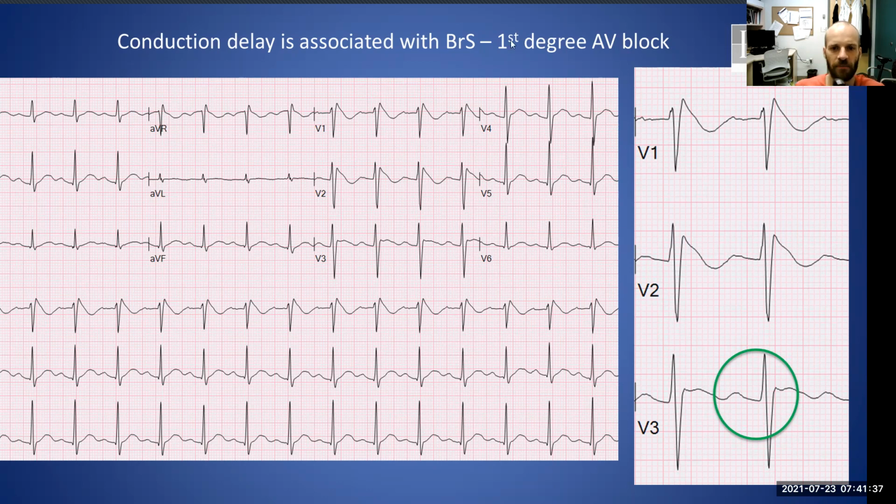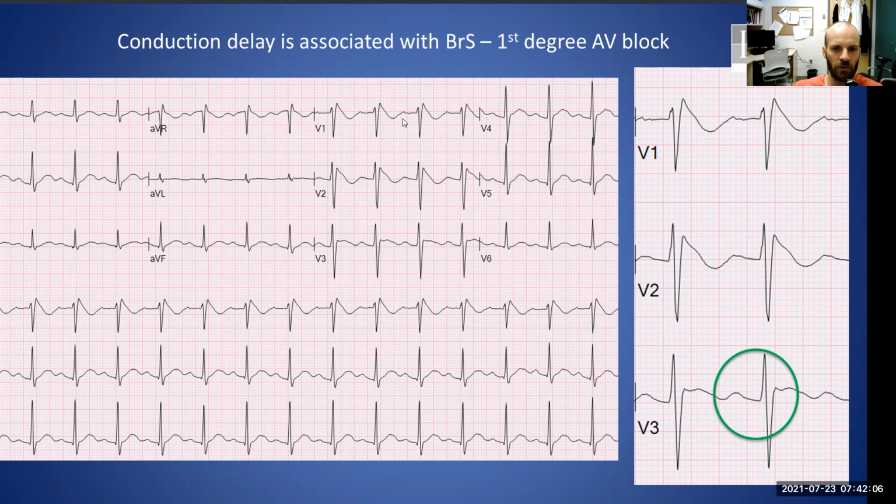So in this case, we've got conduction disease affecting the AV node. And that's shown by the fact that our PR interval here is long. We've got first degree AV block. If you remember, the PR interval should be less than 200 milliseconds, so less than one big square. And here, we're a bit beyond one big square, aren't we? So we've got first degree AV block here in association with Brugada syndrome. Okay, so that's another key factor.